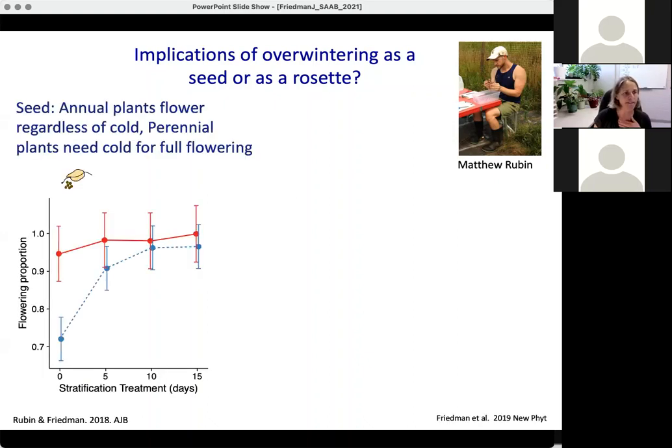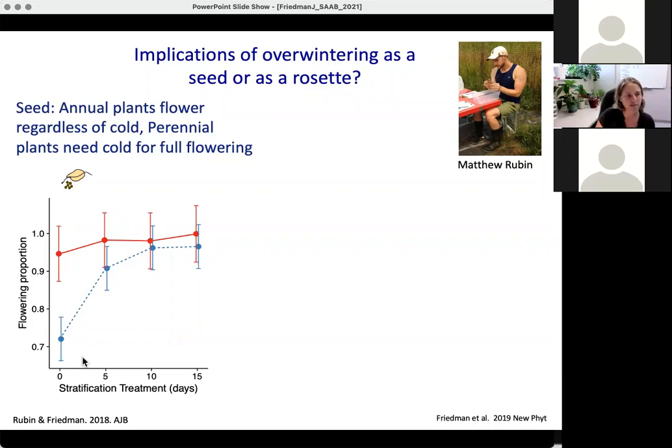And so what we found, again, annuals are shown in red and perennials in blue. Our y-axis here is the proportion of plants that flowered, and the annuals flowered regardless of whether they experienced cold. And this makes sense because the annuals have a single opportunity at reproduction. Even if the environment is suboptimal, they should just transition to flower and make the most of it.